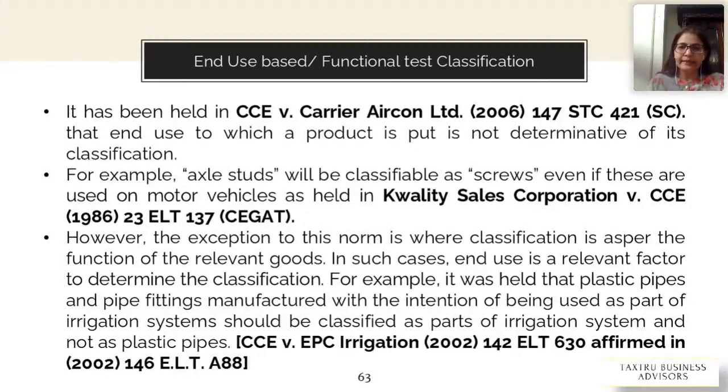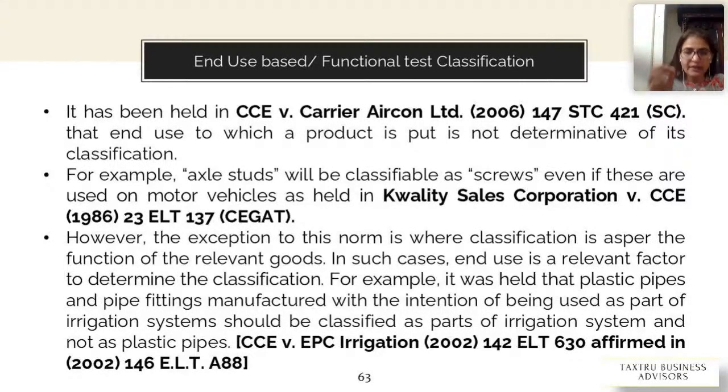For example, it was held that plastic pipes and plastic pipe fittings, the joints, manufactured with the intention of being used as a part of an irrigation system only, should be classified as a part of an irrigation system and not as plastic pipes. There may be certain other examples also where a particular component or part has a fixed usage. That means they are used only for the particular product, or they have a restricted use, then obviously you have to classify them as per their end use only. But in case it was a normal pipe and a normal fitting that we see in our daily life, then it would have been classified under pipes and fittings only.